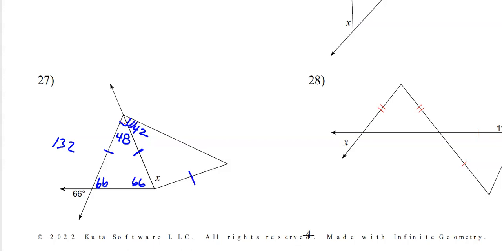Isosceles triangle, so this angle has to match that angle. So 42 and 42 is 84. How much is left to get me to 180? It's looking like 96, final answer.